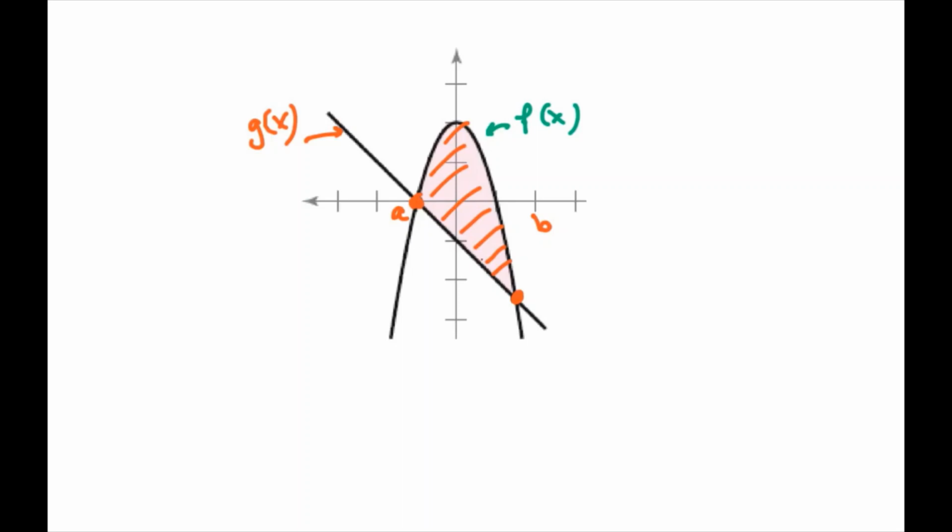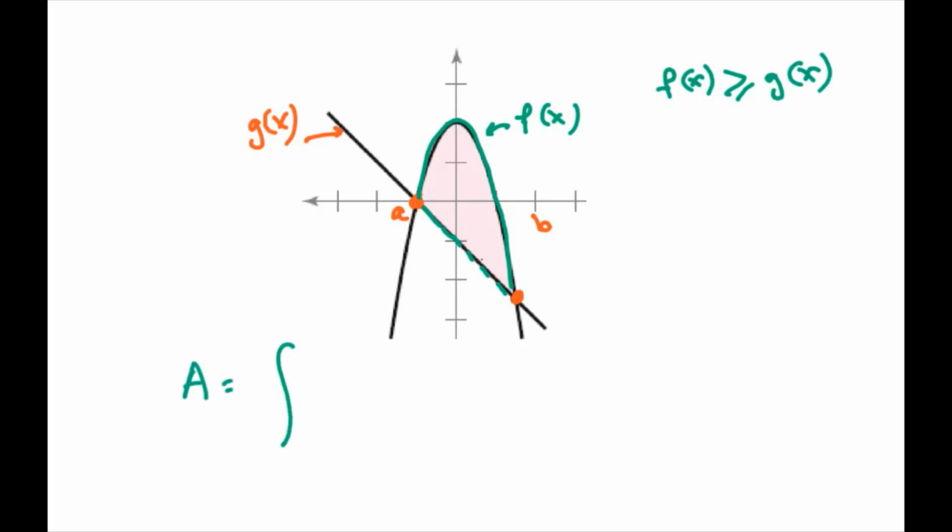Well, in this case, we can clearly tell that the function f(x) is above the function g(x). So the function f(x) is greater than or equal to the function g(x). In this case, the area will be the integration from a to b, where both functions are meeting, of the big function minus the small function dx.